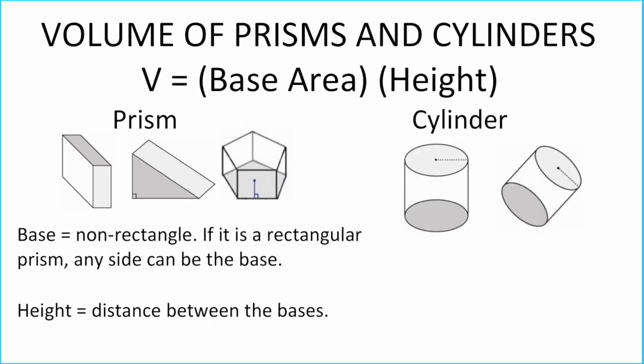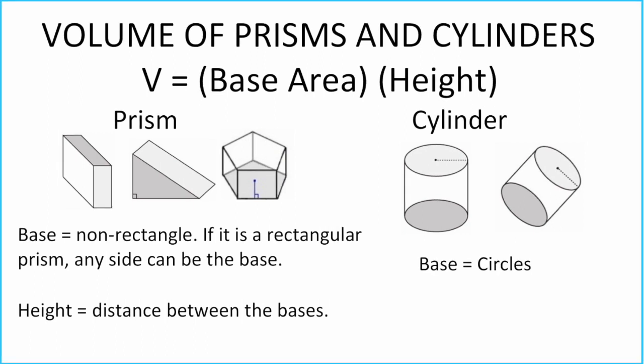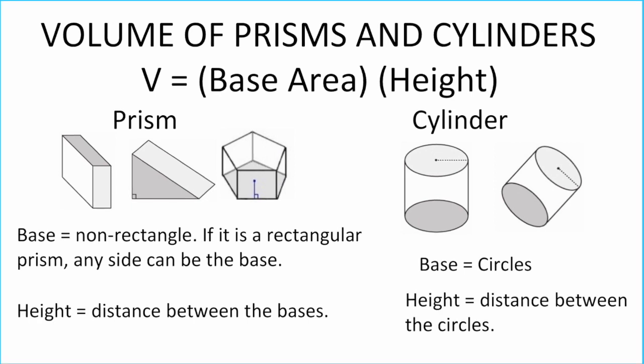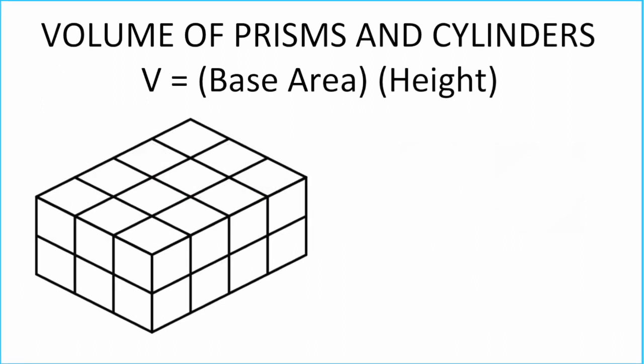Let's take a look at our cylinders now. Cylinders always have the same shapes, so the base is always circles, and your height would then be the distance between the circles. Let's go ahead and backtrack now and take a look at why the formula of base area times height actually works.